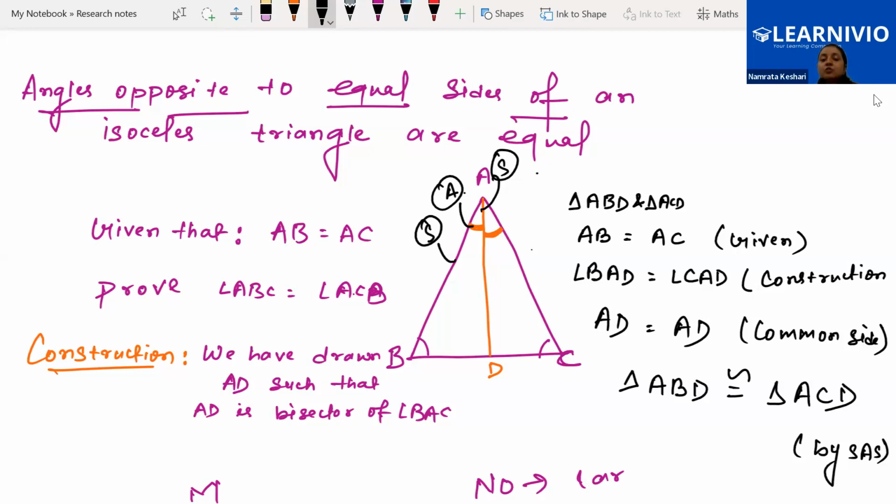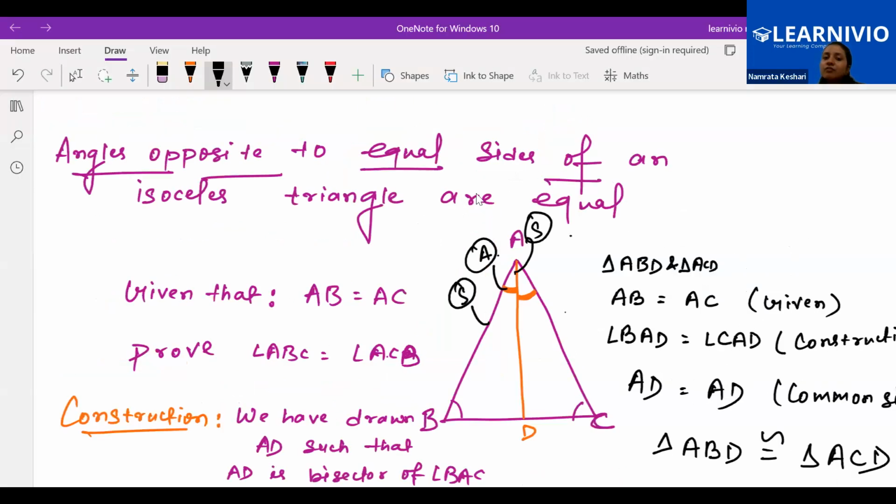See, sometimes this is what happens with the student. I'm not saying that you are not getting it, I don't know whether you are getting it or not, but they just keep on doing without even thinking what we are doing and why we are doing. See, we started proving it congruent so that we can say that angle B over here is equal to angle C over there. Yes or no?